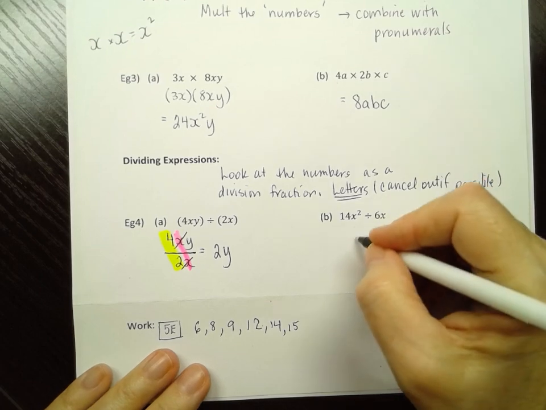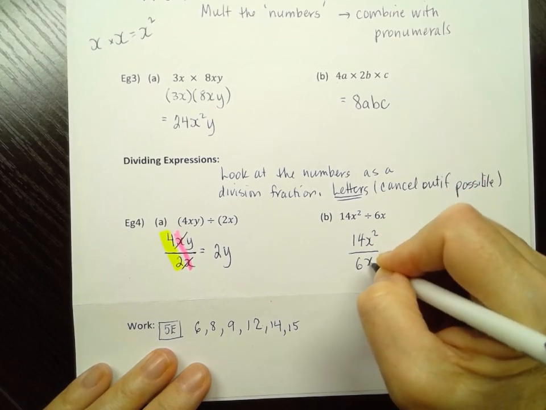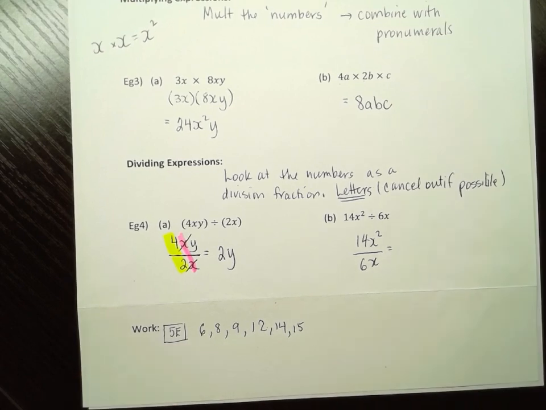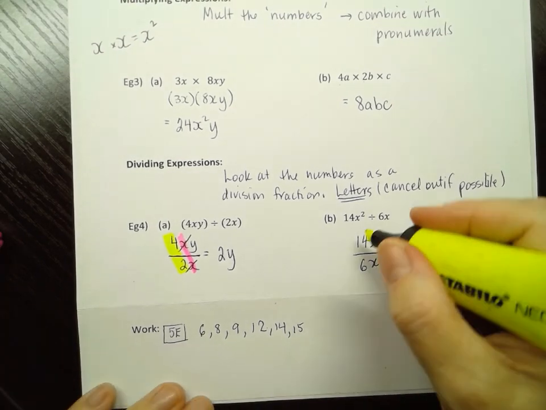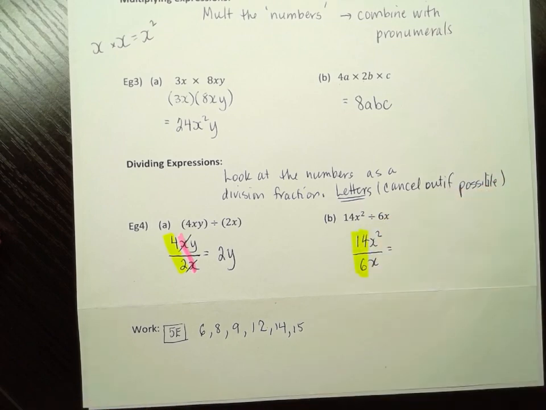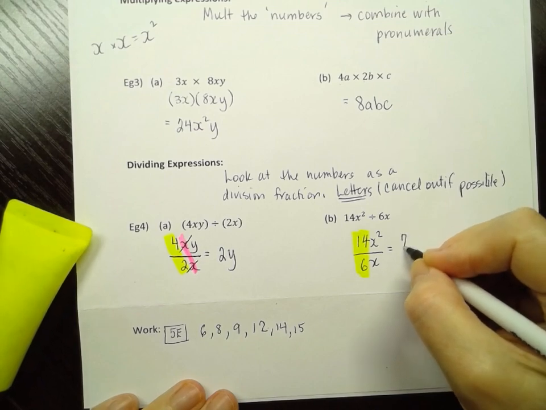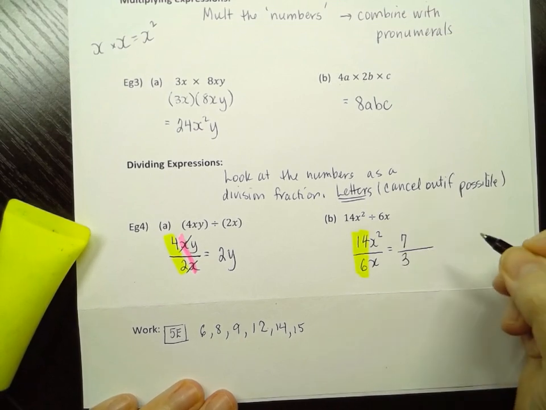So let's rewrite 14x squared divided by 6x. Okay, so I simplify the fraction first. I look at 14 on 6. 6 doesn't go evenly into 14. So I just reduce the fraction. 2 goes into each number. So 7 over 3. I leave it like that.